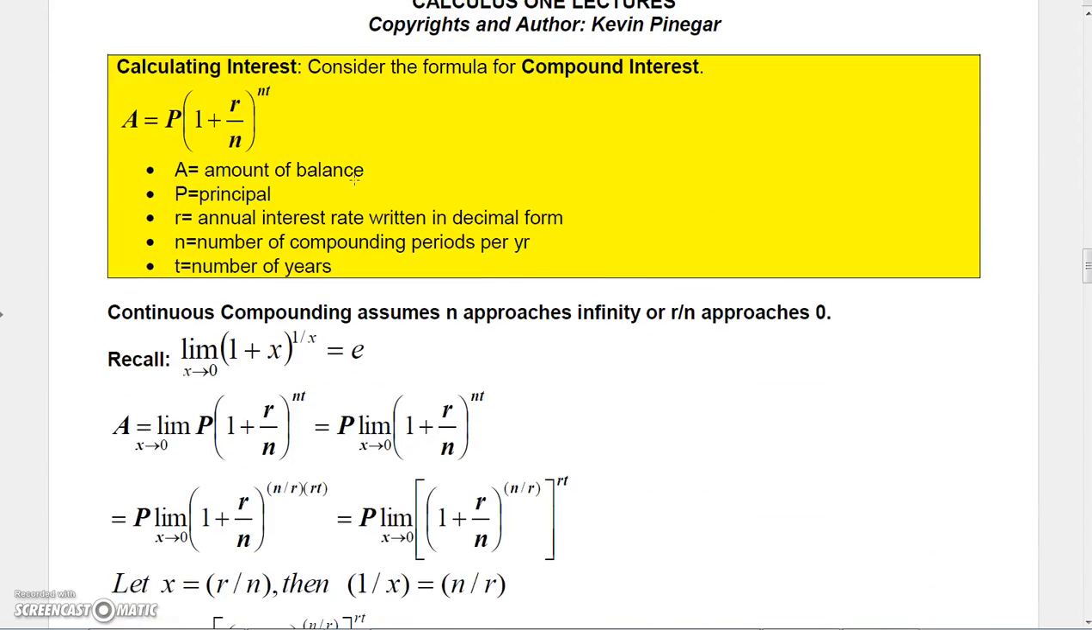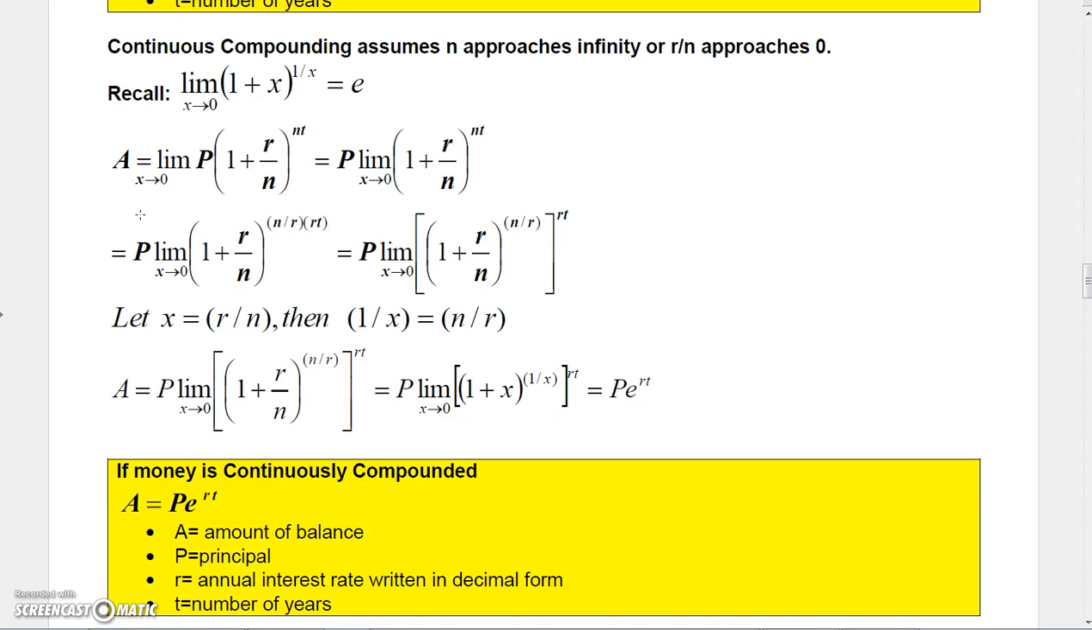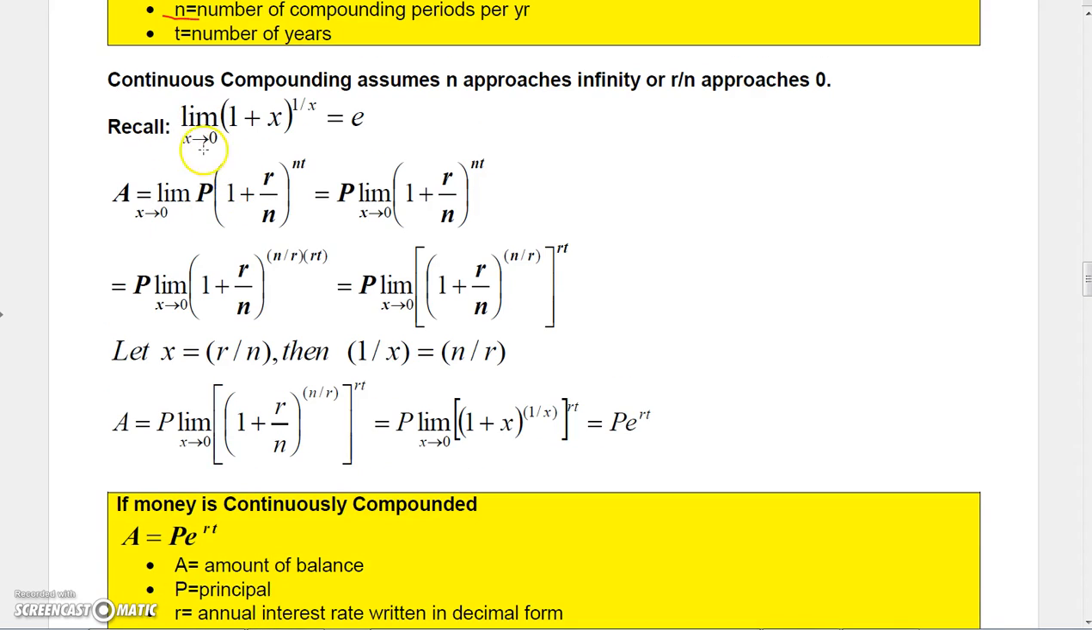You can use the exponential function P times (1 plus r over n) to the nt to calculate compound interest. This would be a formula for when you have a certain number of compounding periods per year. So if you were compounding monthly, n would be 12. If you compounded daily, n would be 365. But if you wanted to compound continuously, then you've got to let n go to infinity. And so here I'm going to show you what would happen.